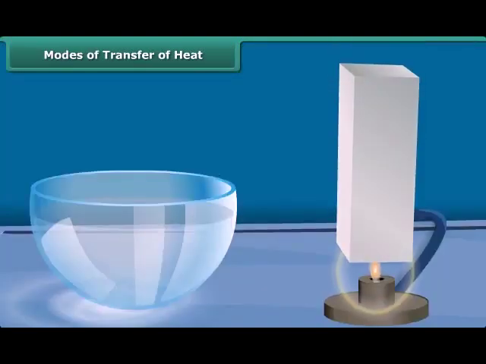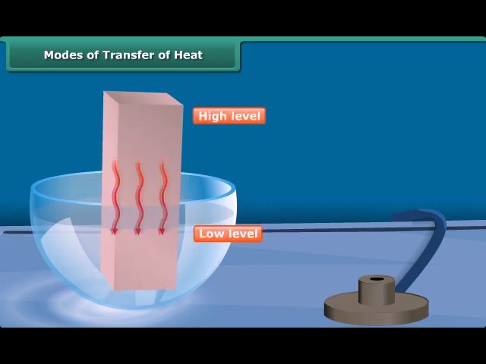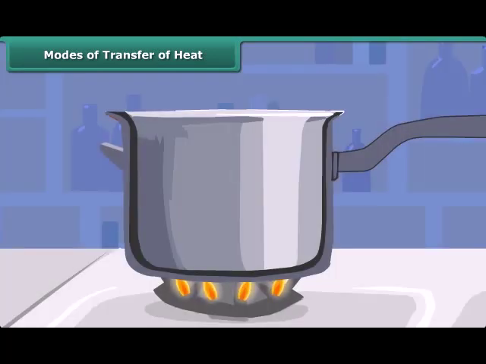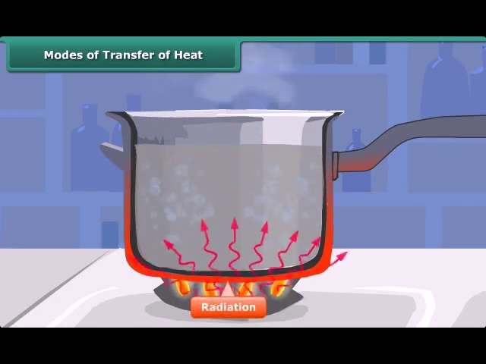Flow of heat takes place in a particular direction, that is, from bodies at higher temperature to bodies at a lower temperature, as water flows from a higher to a lower level. There are three modes of transfer of heat from one place to another. These are conduction, convection, and radiation.